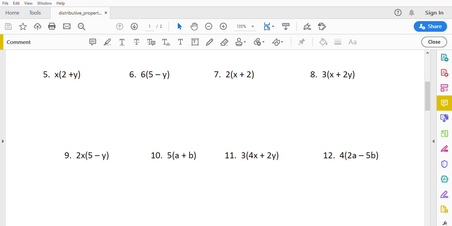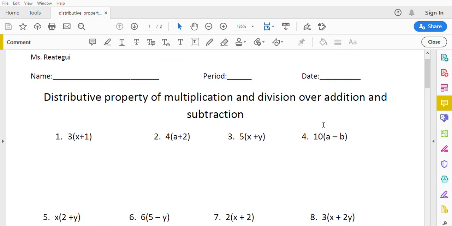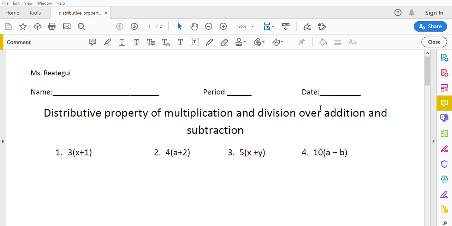This video is specifically for my algebra students. We're going to be going over the distributive property, the distributive property of multiplication and division over addition and subtraction. This should be a review for everybody, but it's a necessary skill, and it's going to help us in the next week or so do some more complicated things. So right now, we're worried about multiplying and dividing.